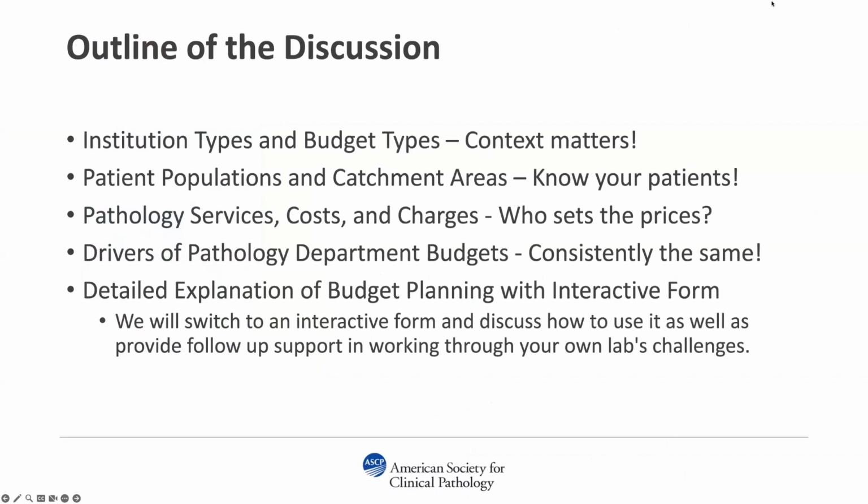There we go. So first, we're going to talk about institutional types and budget types, and try to stress the concept that context really matters for this aspect of budget planning. You really need to understand what type of institution you're in and how that budget will work in order to determine how you will figure out your budget for your lab and how you can, for example, use the tools that I'm going to describe.